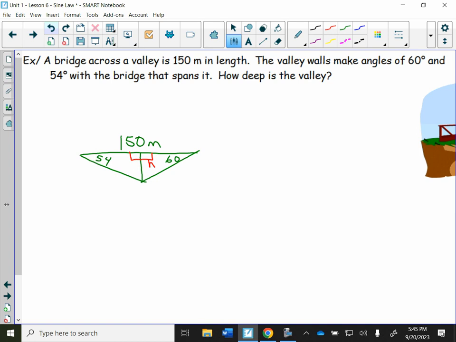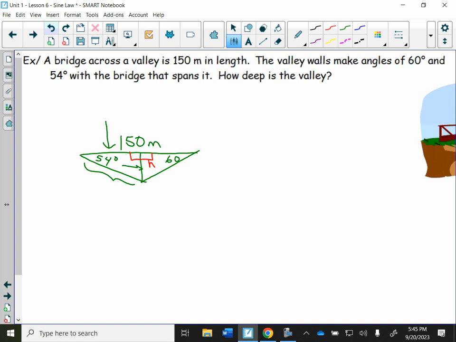Now the question is, can I use SOHCAHTOA? Well, I have right triangles, so I should be able to, right? SOHCAHTOA needs an opposite, adjacent, and hypotenuse. So I think about the angle 54, for instance. The opposite of the 54 is definitely this one right here. That's my height, which I don't know. The hypotenuse of that triangle is this one, which I also don't know. And the adjacent is this one, which, well, it's not 150, because 150 goes all the way across.